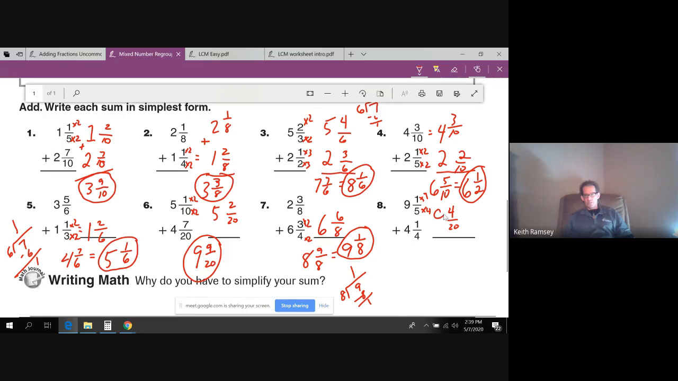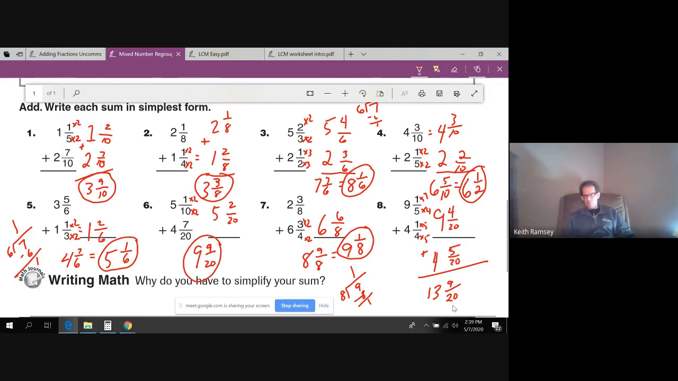My whole number stays the same. 4 times 5 is 20. And 1 times 5 is 5. And my whole number stays the same. Okay, now I'm ready to add 4 plus 9. My whole numbers first is 13. 4 plus 5, my numerators, is going to be 9. And my denominator stays the same. So let's look at that. 13 and 9 over 20.